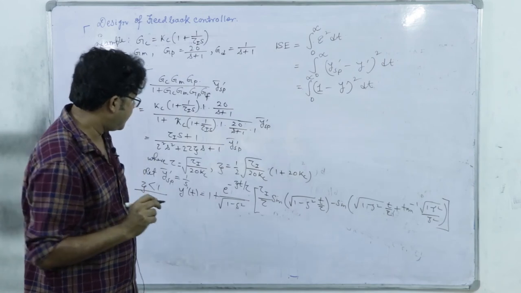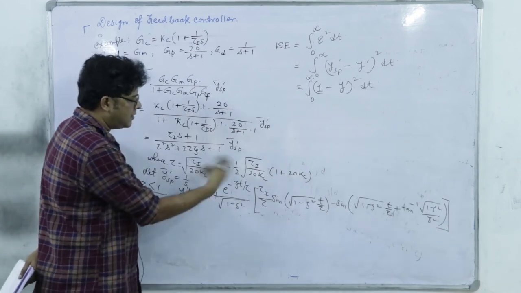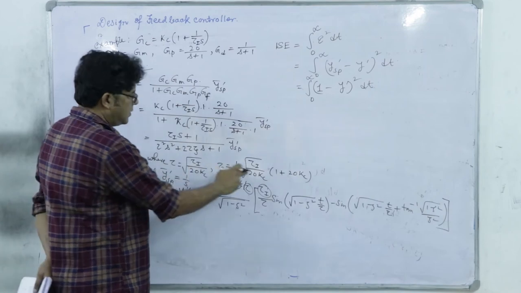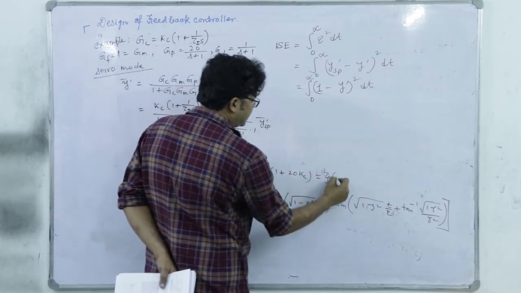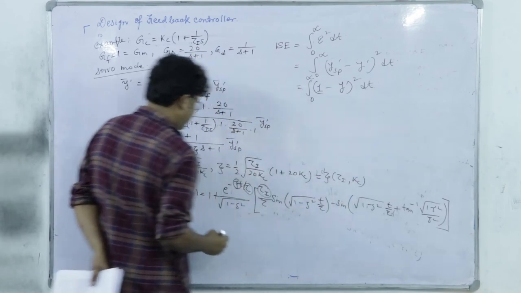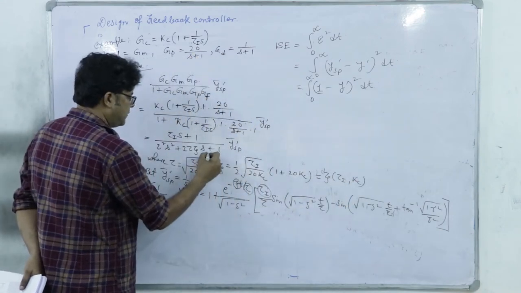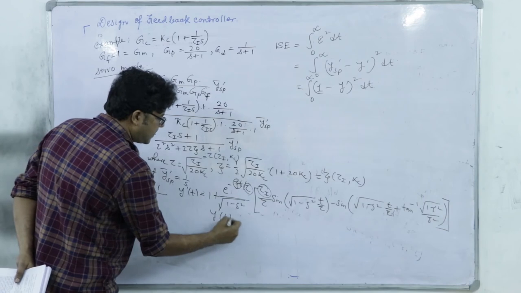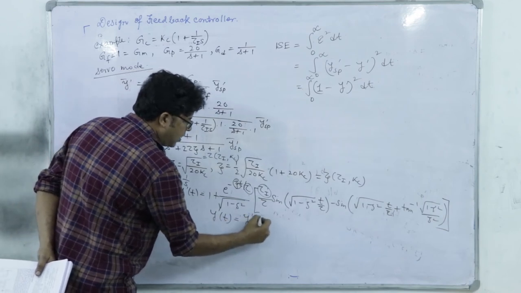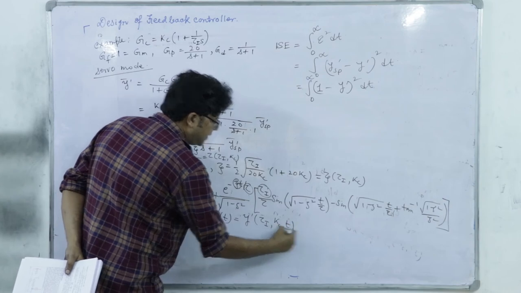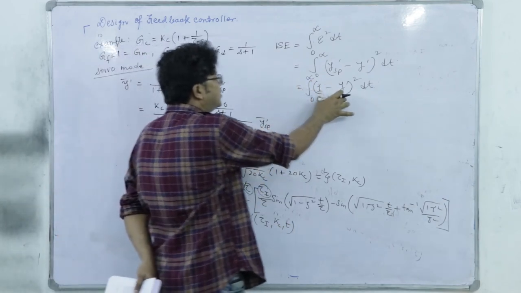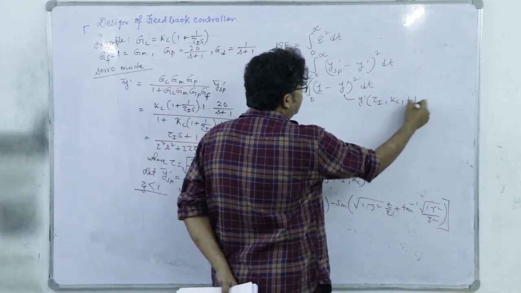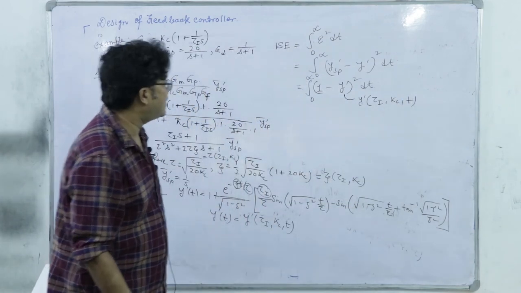So, you see, what are the unknowns? In this analytical expression, we have zeta, we have tau, we have tau I. So, zeta is what? Zeta is a function of tau I and Kc, right? Tau is similarly another function of tau I and Kc. So, overall Y prime of t is a function of tau I, Kc and t. So, if I substitute here, this Y prime is a function of tau I, Kc and t. This t is a variable, tau I and Kc are two parameters.